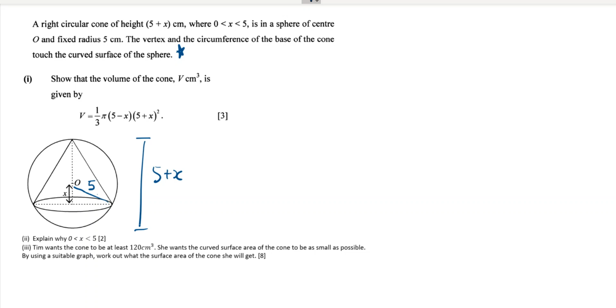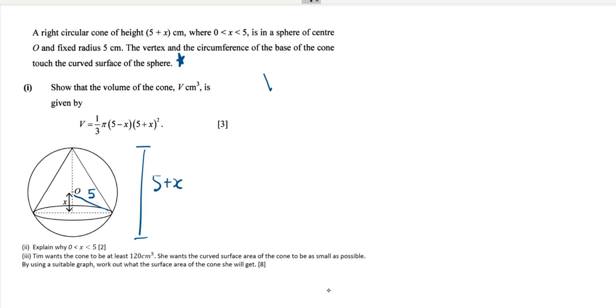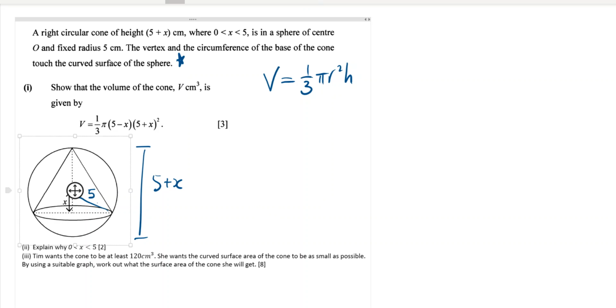Now the important thing is, number one, you want to find the volume of the cone. What is the formula of the volume of a cone? Volume of cone is equal to 1/3 pi r squared h. What do we have? Do we have the height of the cone? Yes, we have, but we do not have the radius. So very important is, when you see a cone, you must always think of triangles. Sometimes you may need to use similar triangles.